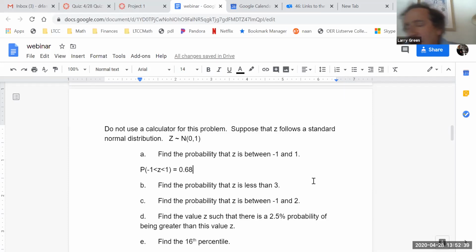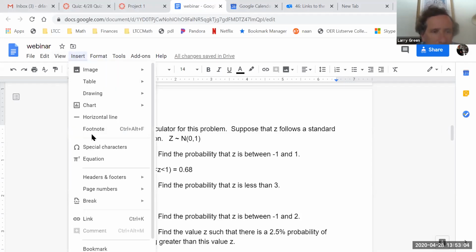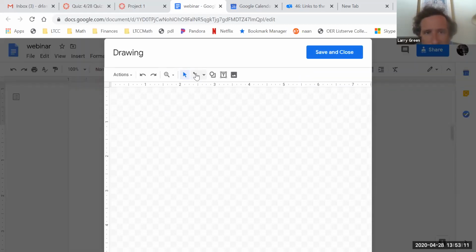Okay, the next one's a bit harder. Let's find the probability that Z is less than 3. This one's not immediate. It's not just going to be one of those numbers that we already saw. Instead, we have to do some drawing, which is the easiest way to do this. So the probability that Z is less than 3. So let me do some drawing, and I'll do my best on the drawing.